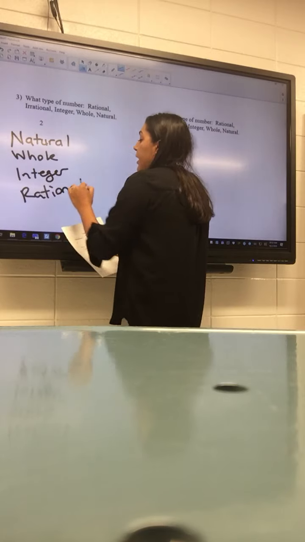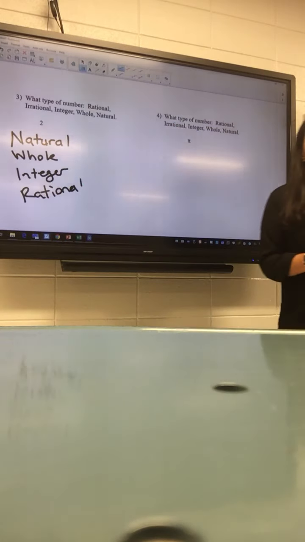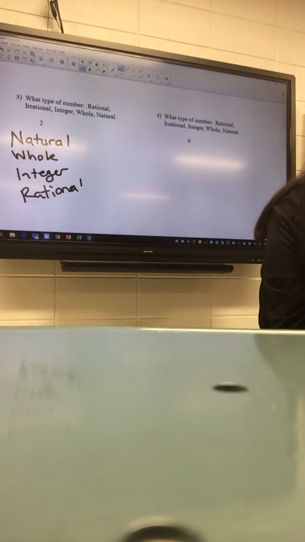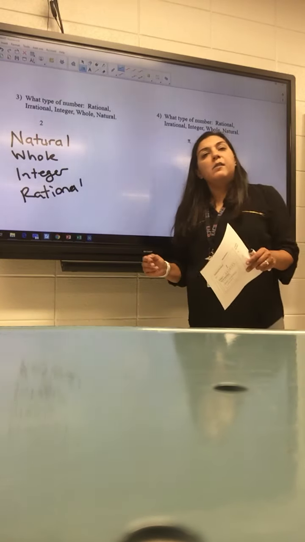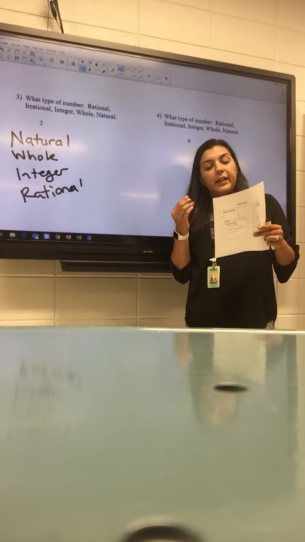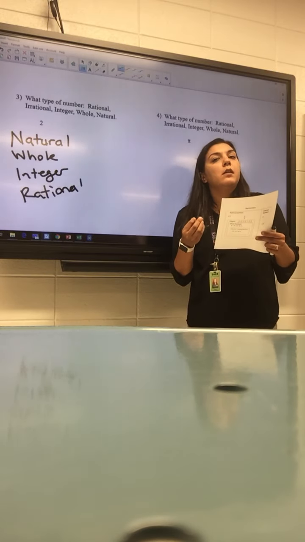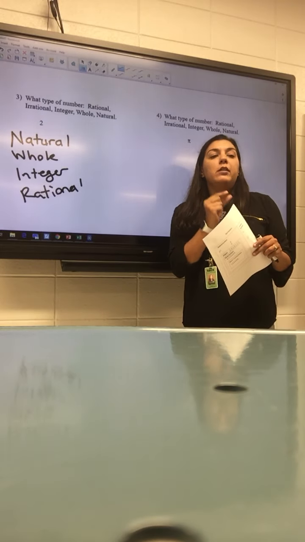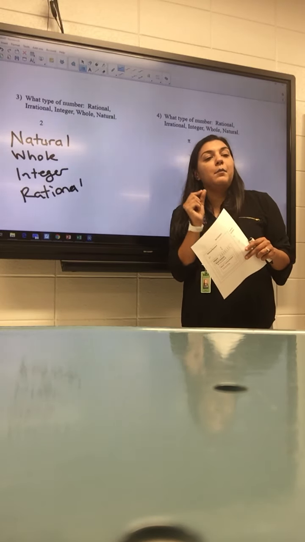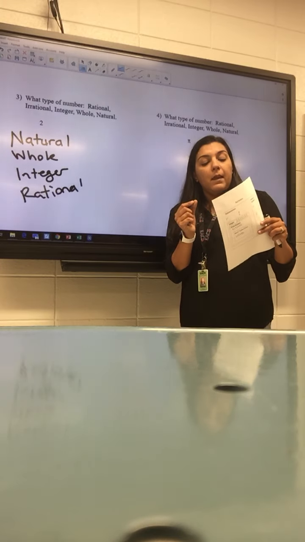Integer and rational. Okay, and I had a very good question earlier. If you look on the back side, number 7 says 500. And someone said, well, Ms. Henning, I feel like it's a whole number because it's 500 and there's zeros. Okay, we're not looking at each individual digit, we're looking at the number as a whole, okay?